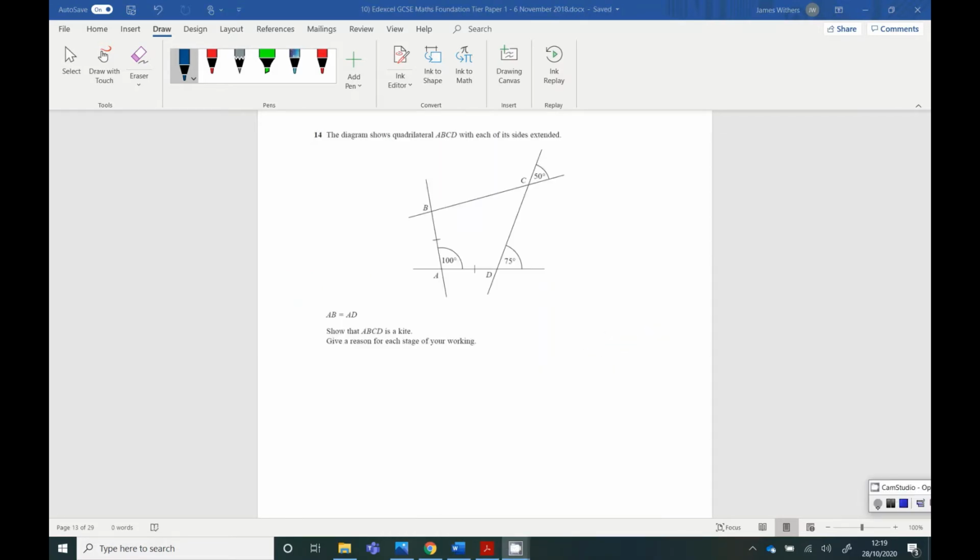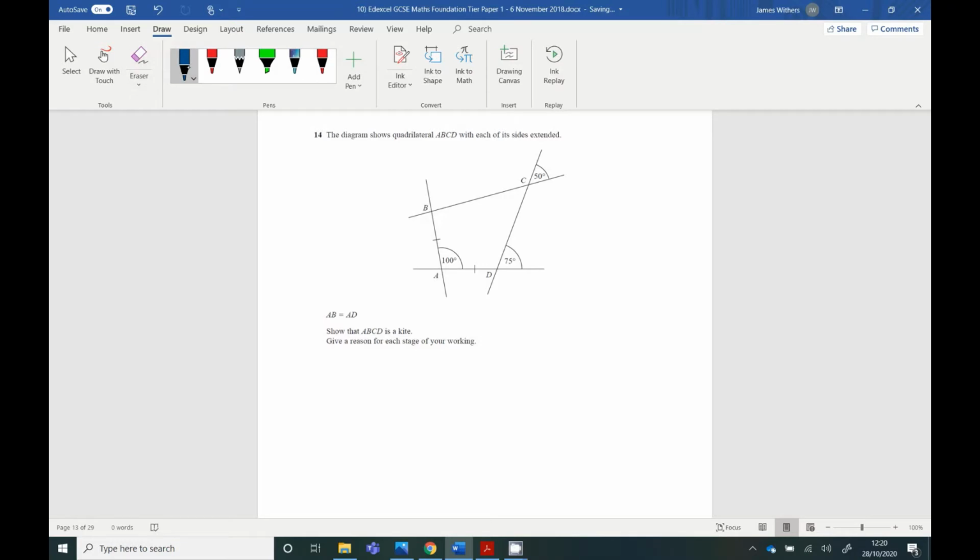Question 14. Now, for us to show that this shape ABCD is a kite, you could either go down the route of showing that these two sides were the same, AB and AD, which we know is the case, and you might on another occasion be given the information to be able to work out that that length was the same as that length, which would be enough to show that it's a kite. Now, we haven't got that information here. We haven't been provided with enough information to do that.